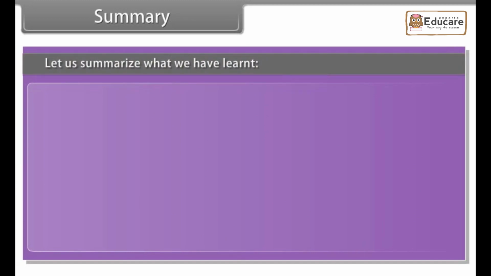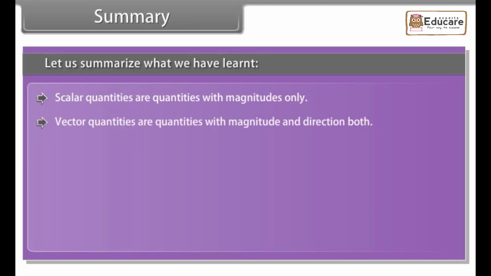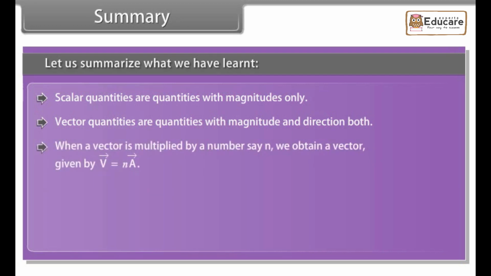Summary. Let us summarize what we have learnt. Scalar quantities are quantities with magnitudes only. Vector quantities are quantities with magnitude and direction both. When a vector A is multiplied by a number say n, we obtain a vector v given by v = n A.